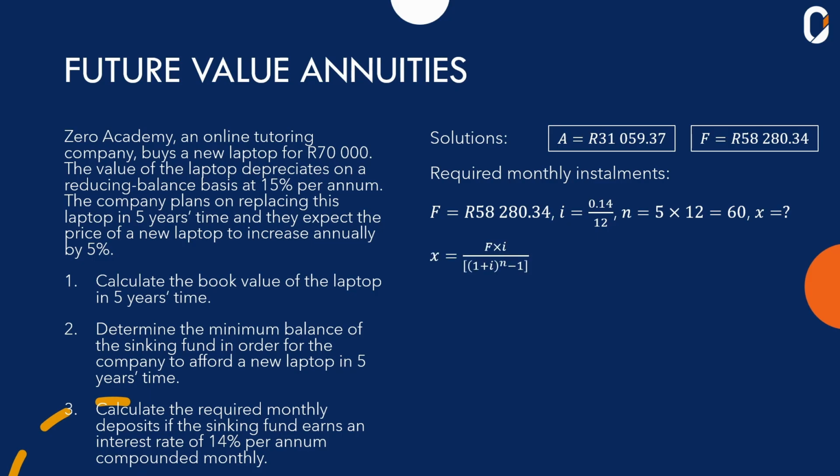And introducing now the formula, X is equal to F multiplied by i, all divided by (1 plus i) to the power n, minus 1. And substituting in my values now, I'll have 58,280.34 multiplied by 0.14 over 12, all divided by (1 plus 0.14 over 12) to the power 60, minus 1. And that will give me an X value of 676 rands 14 cents. This is the money that they need to deposit monthly for 5 years in order for them to be able to afford the new laptop in 5 years' time. And that is how future value annuities work.